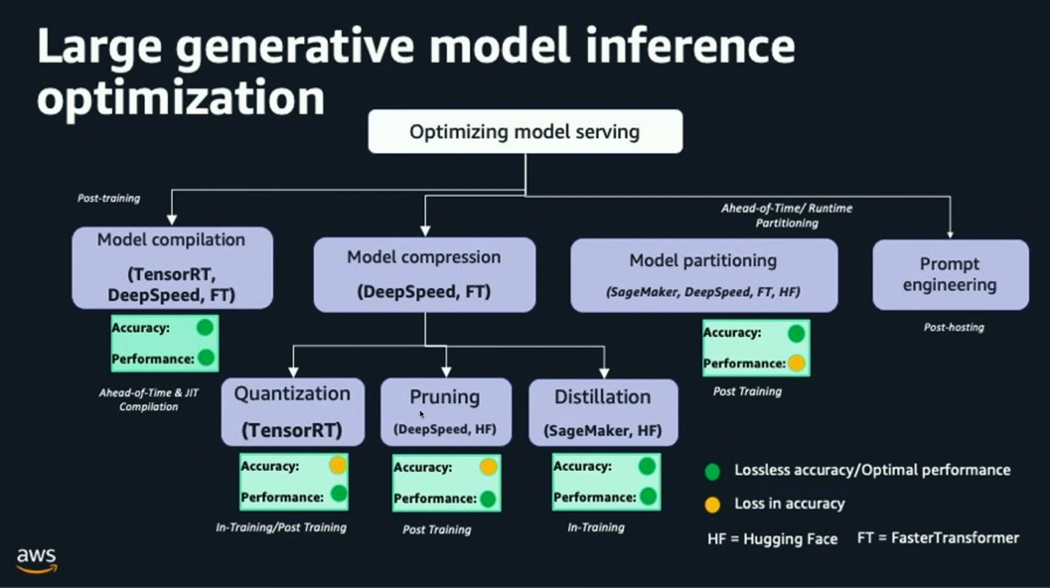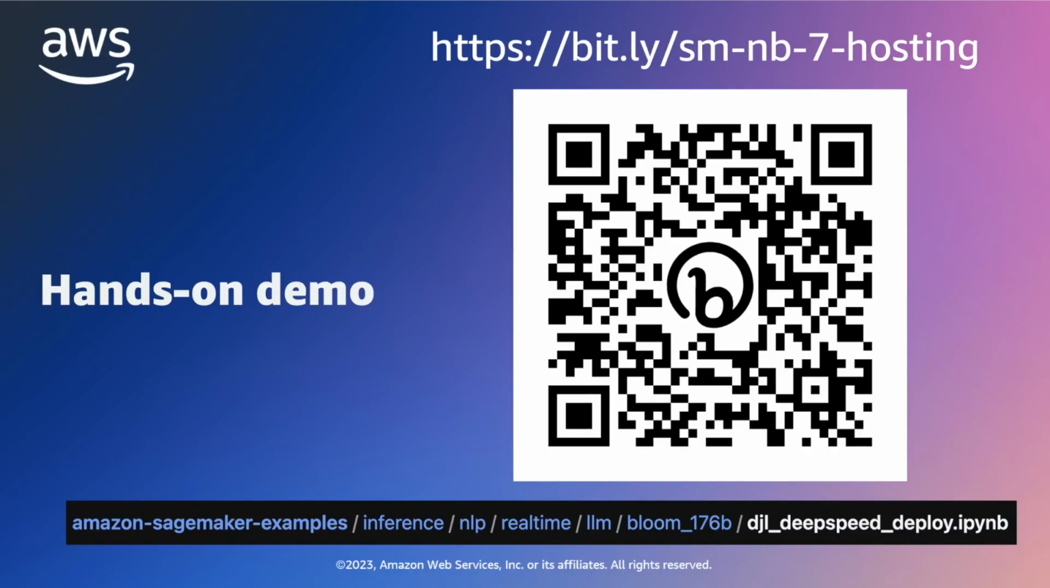Pruning, you might just strictly remove some of the layers of the neural network, and you might perform distillation, where you start with a larger neural network, and then you run a teacher-student distillation process to then train this much smaller model. Model partitioning, model distribution we learned about, and then prompt engineering we've learned about as well. And so these are a number of ways that you can optimize your large models on SageMaker. And with that, let's check out the demo.